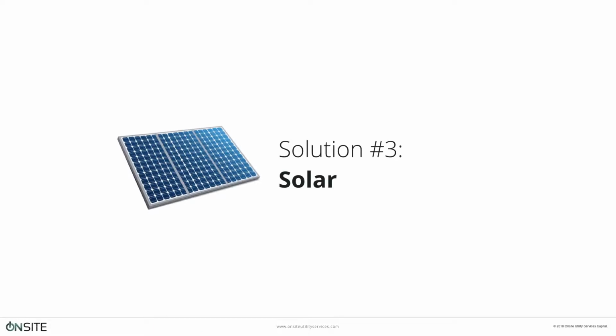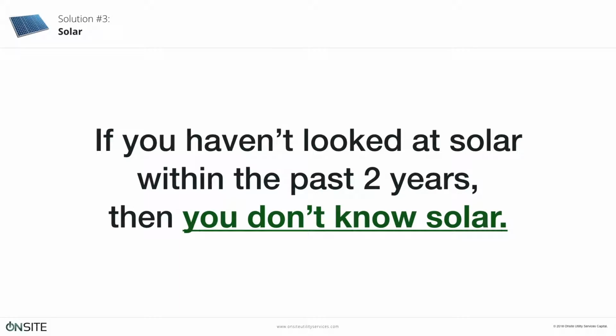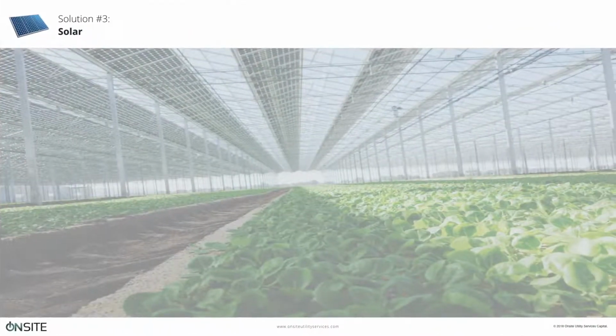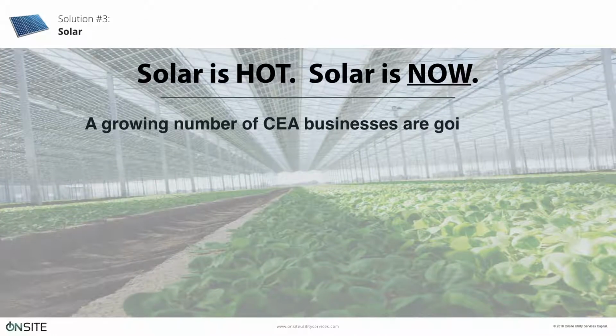Our third solution is solar. If you haven't looked at solar within the past 2 years, then you don't know solar. Solar is hot. Solar is now. A growing number of controlled environment agricultural businesses are going solar, and for good reason.